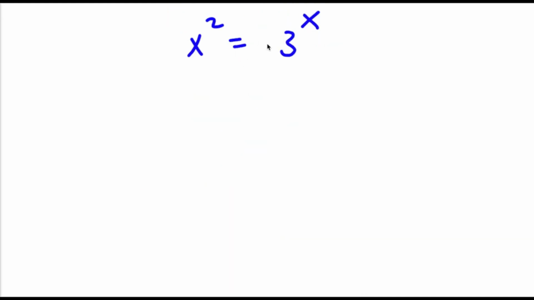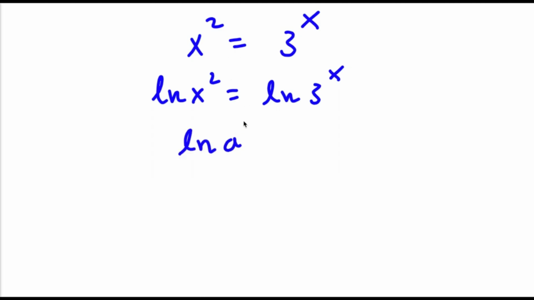So we have x squared is equal to 3 to the power of x. Now what I'm first going to do is I'm going to take the natural log, which is ln, on both sides. So now I have ln x squared is equal to ln 3 to the power of x. So now, if I have something in the form ln a to the power of b, I can actually move this exponent b to the front of the logarithm. So now I have b times ln a. So ln a to the power of b is equal to b times ln a.